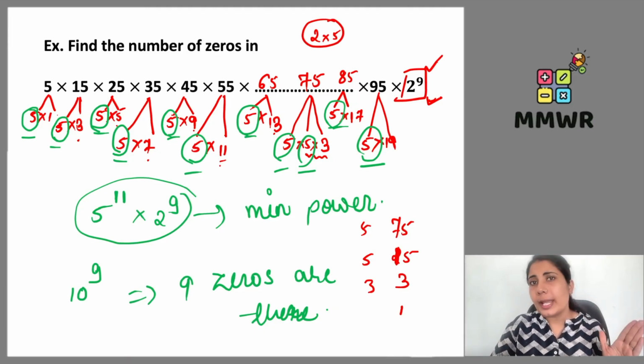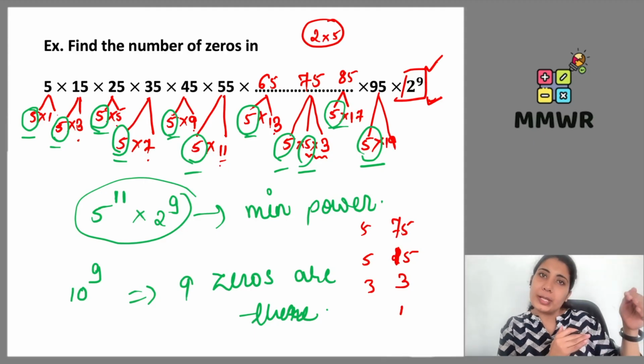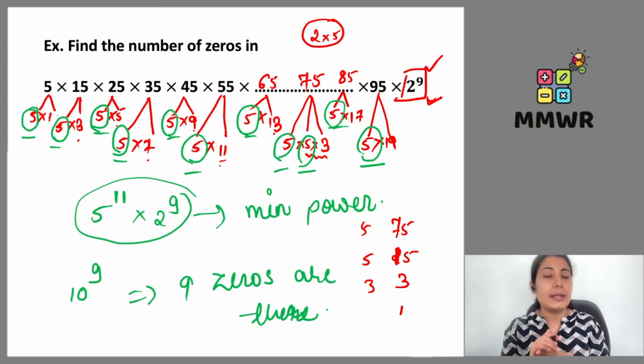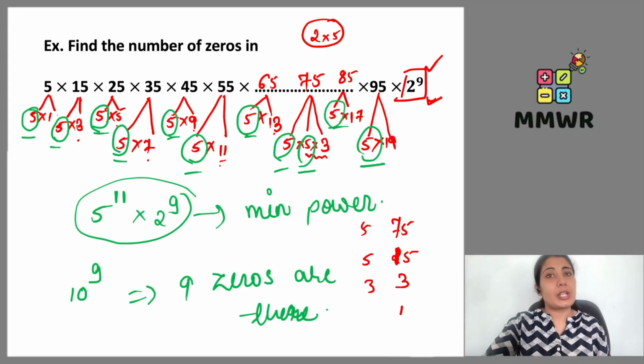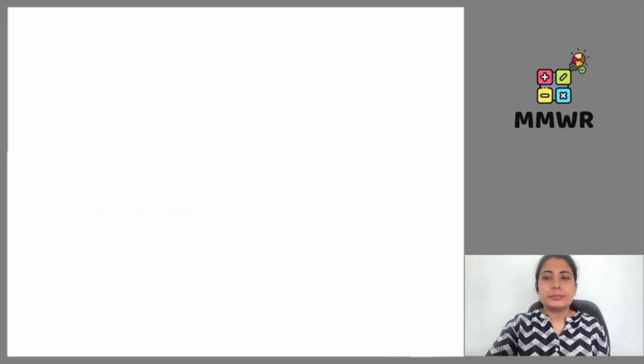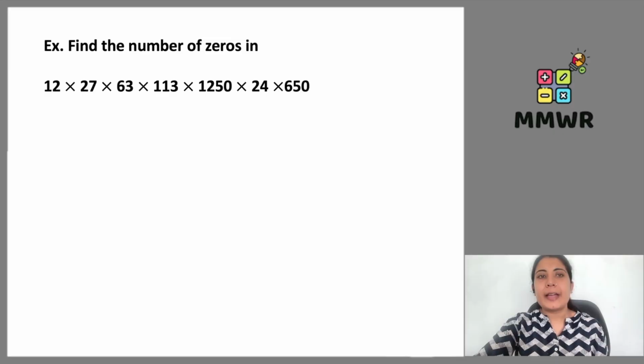So for the particular calculation, for only 5 का calculation करना है, वो हमने previous सारे sessions में we have seen that, and now what we will be doing here, that also we have seen, okay, in such type of cases. Next example we have, find the number of zeros in 12 multiply 27 multiply 63 multiply 113 multiply 1250 multiply 24 multiply 650. So first of all, already we could see 2 zeros are there, right?